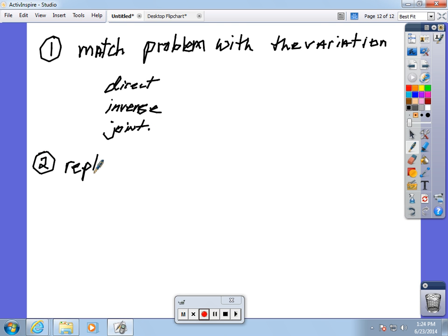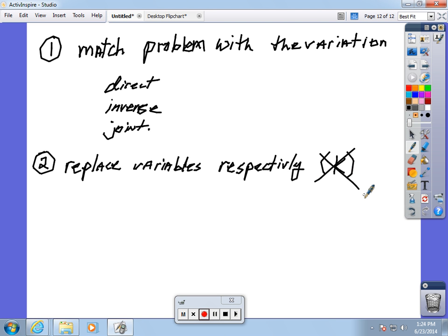Replace the variables respectively, but not K. K never changes. K is going to be your fudge factor.